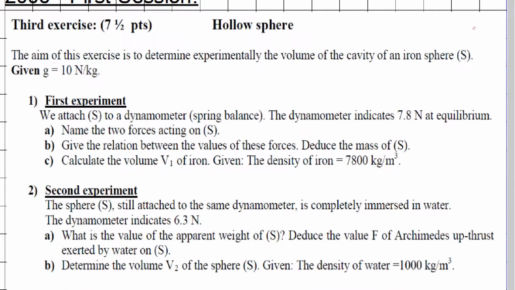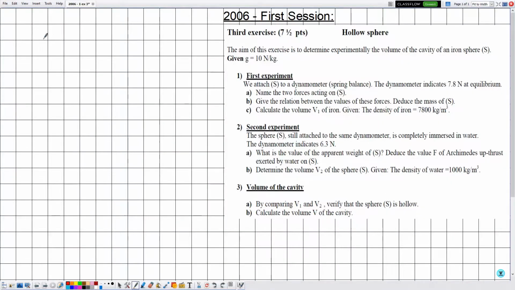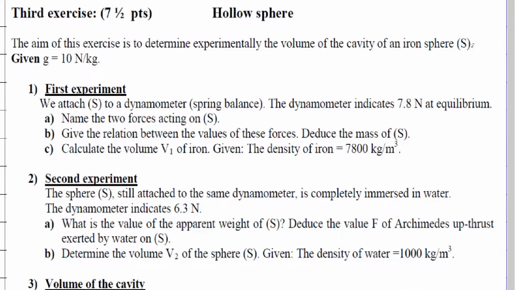The aim of this exercise is to determine experimentally the volume of the cavity of an iron sphere S, given that g is equal to 10 newtons per kilogram, which means that we are performing this experiment on the surface of Earth. Now, before we refer to these experiments, let me explain what is meant by cavity.